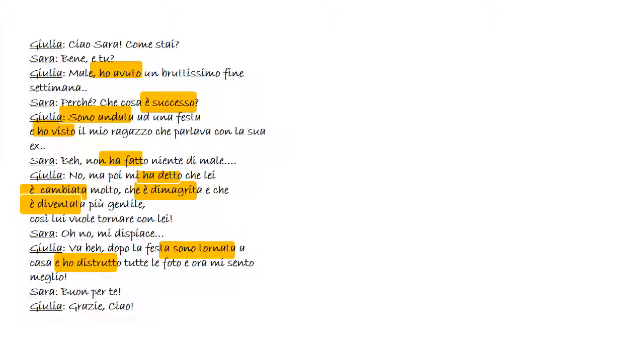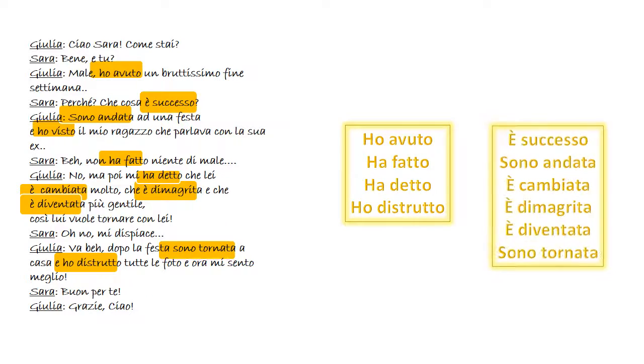Let's make two groups with these verbs. In the first group, we can put ho avuto, ha fatto, ha detto, ho distrutto, because these verbs are made up of the verb avere and the past participle, which is what we've learned so far in lesson 1. But let's have a look at the other verbs. They don't have the verb avere as an auxiliary verb.